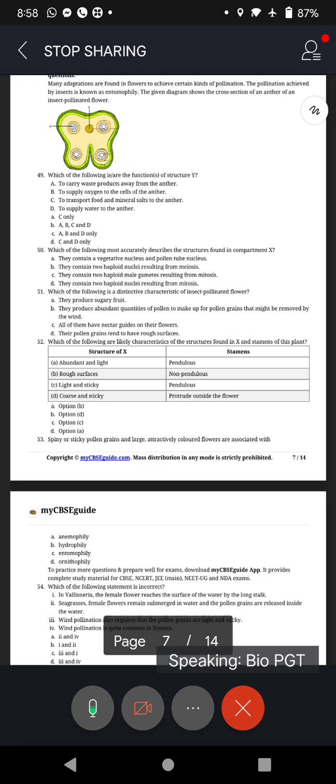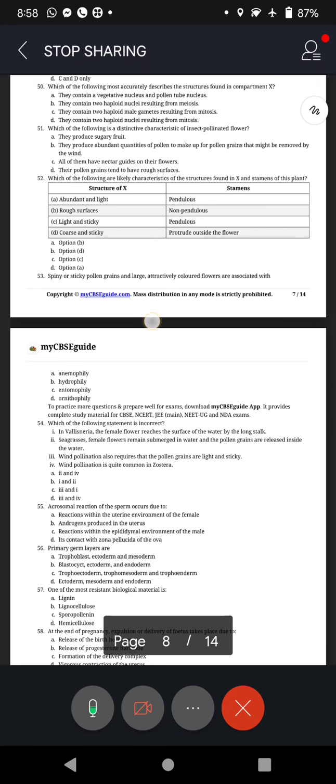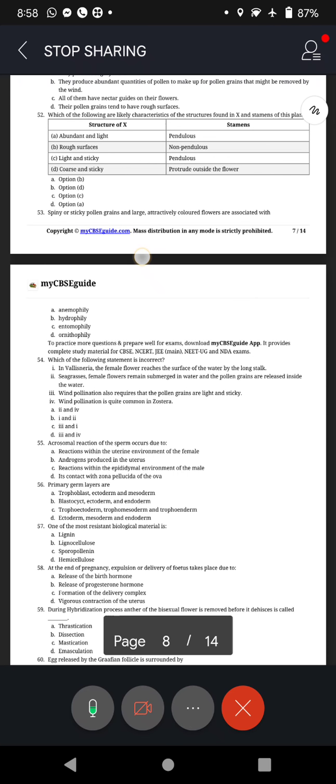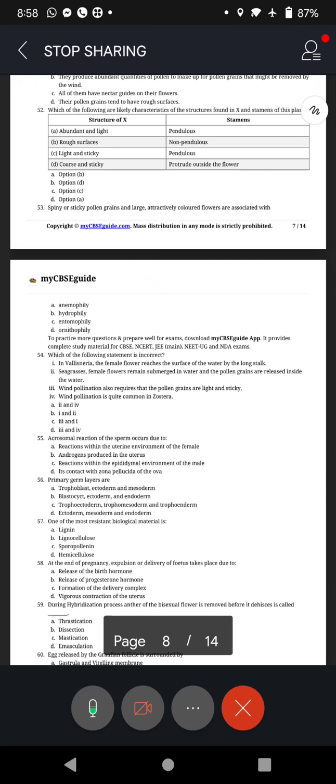Question 54. Again, the answer is D, that is third and fourth.